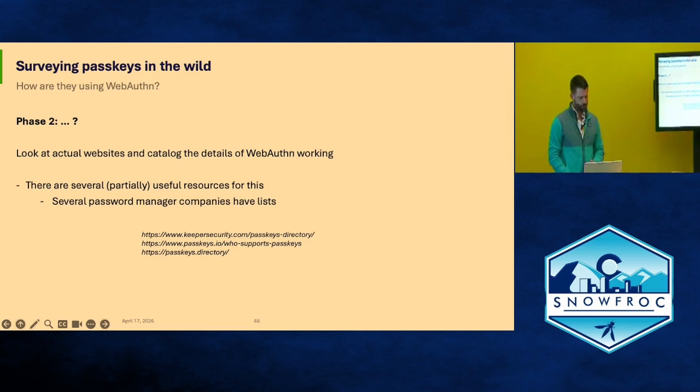I'll kind of go through quickly. But basically, password manager vendors have published these lists because they want you to use passkeys. And they've said, look, you can log into all these places with passkeys. So great, now I have a list of a few places that you can log into with passkeys. And take that. That's a good starting point.